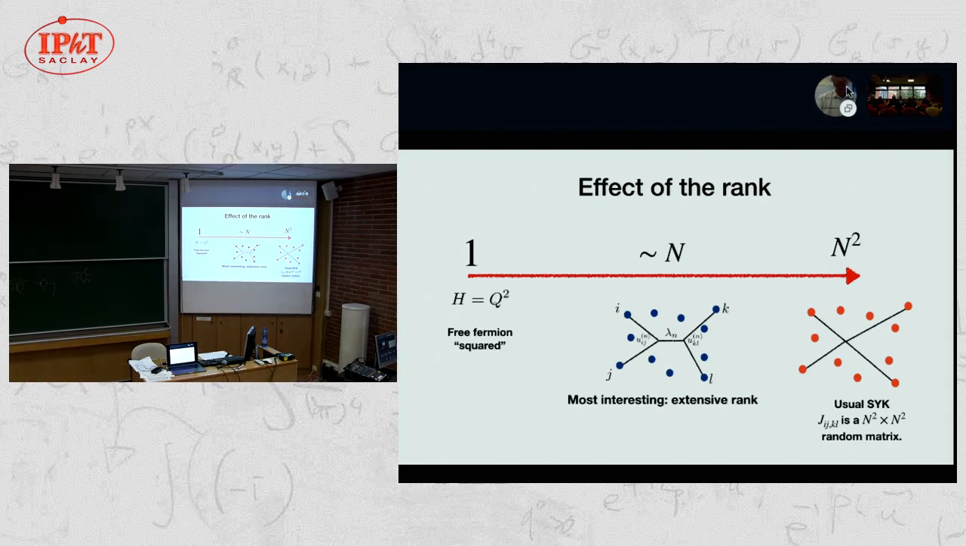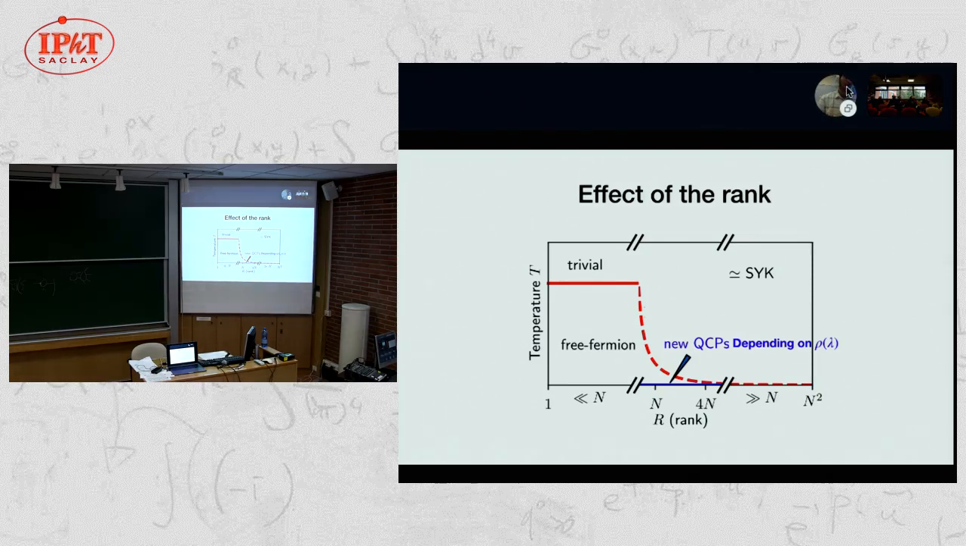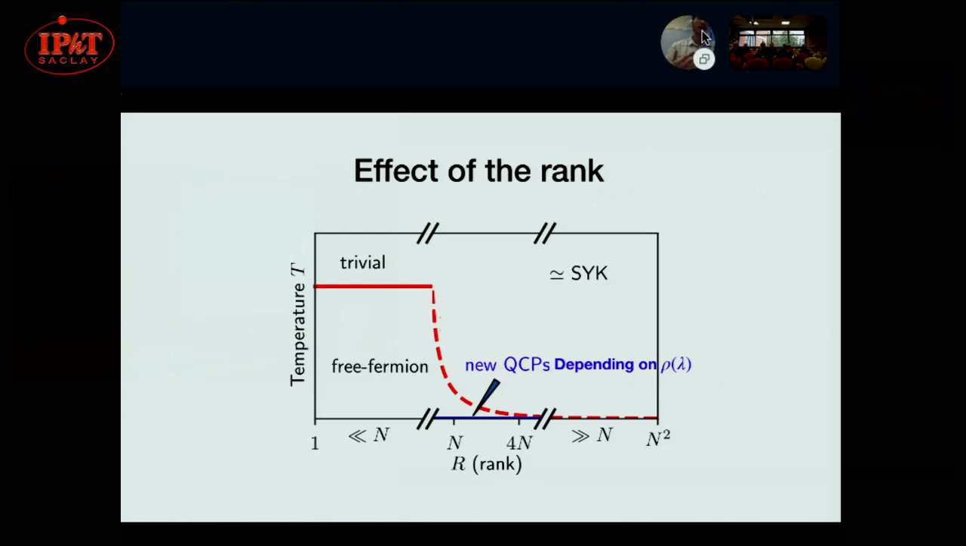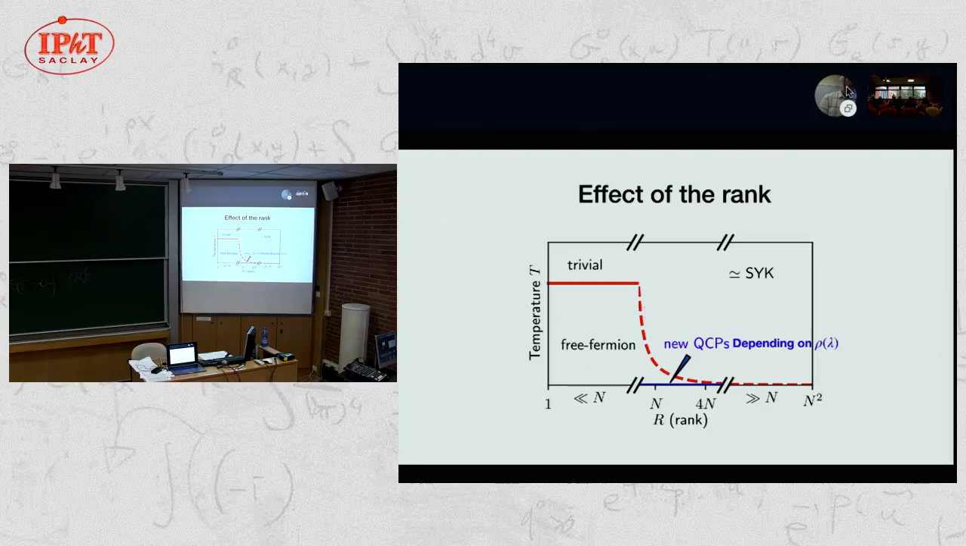So what happens in between? What we can show by solving this model in the large N limit is the following. As long as the rank is much larger than N, you recover the standard SYK. You don't need to go to N squared. And as long as the rank is much smaller than N, you recover the physics of rank 1. Basically, you get a free fermion solution at low temperature. So that leaves the only place of interest, the extensive rank regime. As I indicated in this phase diagram, if you go to low temperature and you are in extensive rank, you will find a new quantum critical phase, depending on the shape of the distribution. That's the main new result of our work. So let me go into that in more detail.